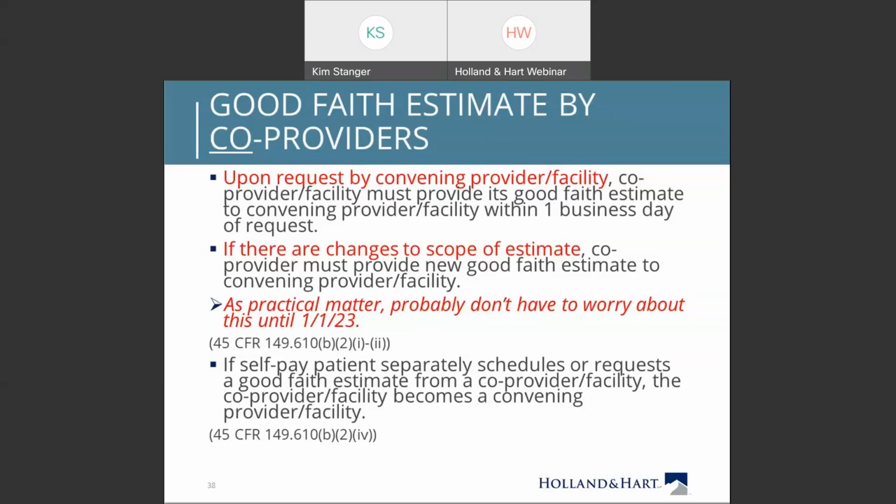Again, however, as a practical matter, you probably don't need to worry about this until January 2023, at least based on the current guidance. Now, this applies if you're a co-provider. If, on the other hand, the self-pay patient separately schedules or requests a good faith estimate from the co-provider, well, at that time, they then become a convening provider or a convening facility, in which case the co-provider would have to go ahead and comply with the good faith estimate rules as if they were a convening provider.